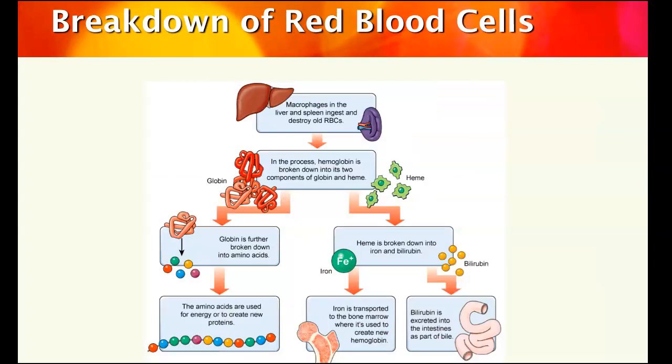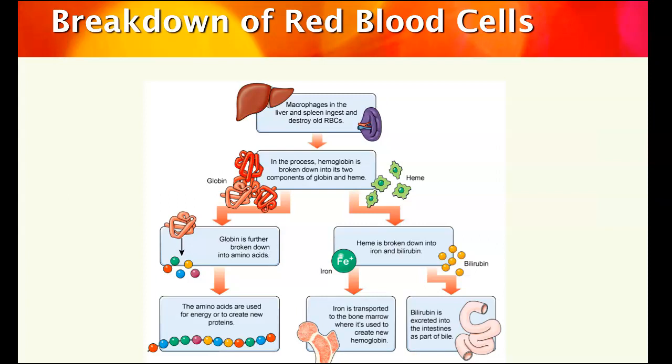And then again, here's another picture, the breakdown of your red blood cells, and you can see what roles the liver and the spleen have in terms of red blood cells. They ingest and destroy those old red blood cells. I want you to look down at the bottom: one of the byproducts of red blood cell destruction is going to be iron and bilirubin, okay?